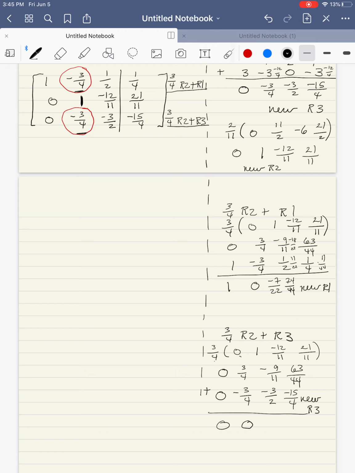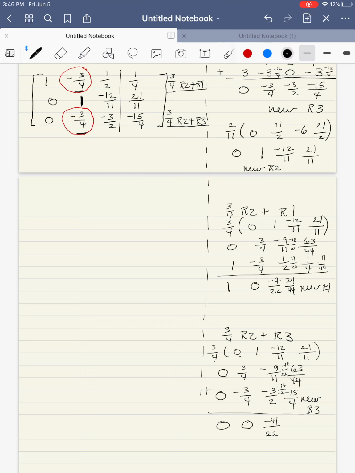And then negative 9/11 is the same thing as negative 18 over 22. And negative 3/2 is negative 33 over 22. So negative 18 and negative 33 is negative 41 over 22. And then I think I'm going to pull my calculator out for this next one. You're very welcome to use your calculators if you wish.